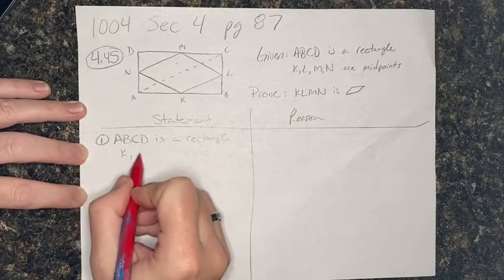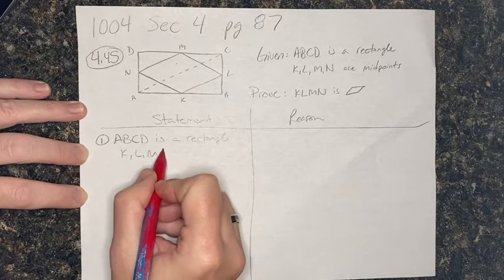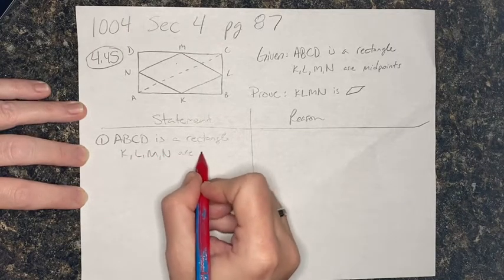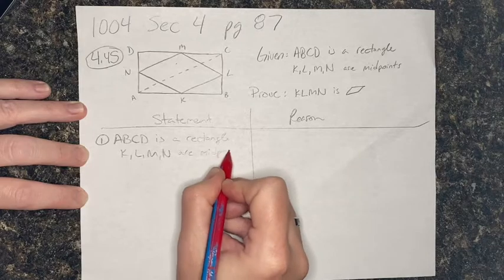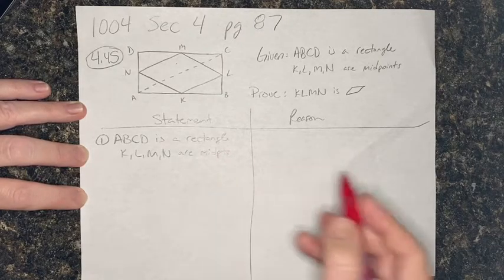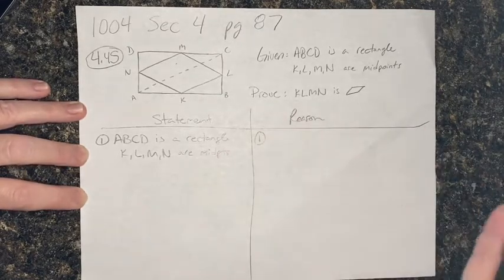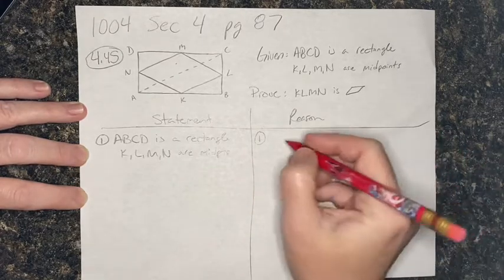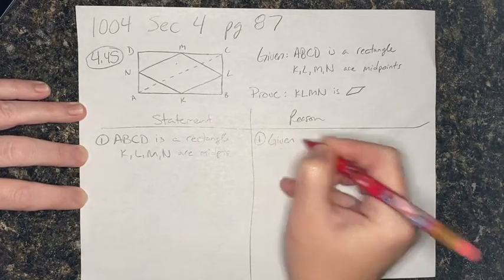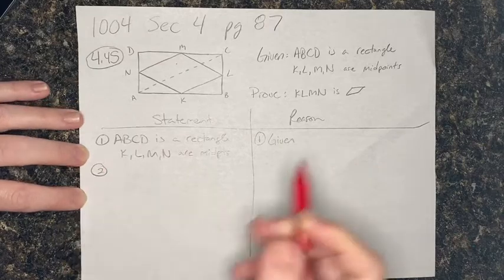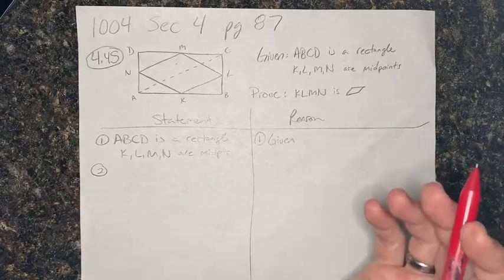And we've got point K, point L, point M, and point N, and they are midpoints. And I just abbreviate that MIDPTS. All right. And what is the reason that we know that that's true? Because it's our given information.